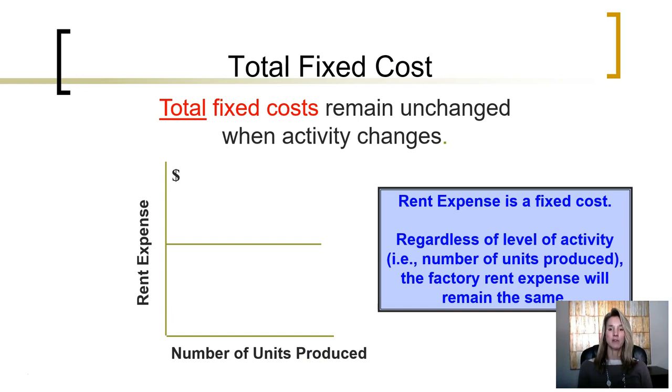If we were to take all of a company's costs and reorganize them, instead of by their type, by their behavior, total fixed cost would be the total costs that remain unchanged when activity changes. For example, rent expense. Rent expense is a fixed cost because regardless of the level of activity, i.e. regardless of the number of units produced, regardless of how many units are sold, the factory rent expense will remain the same.